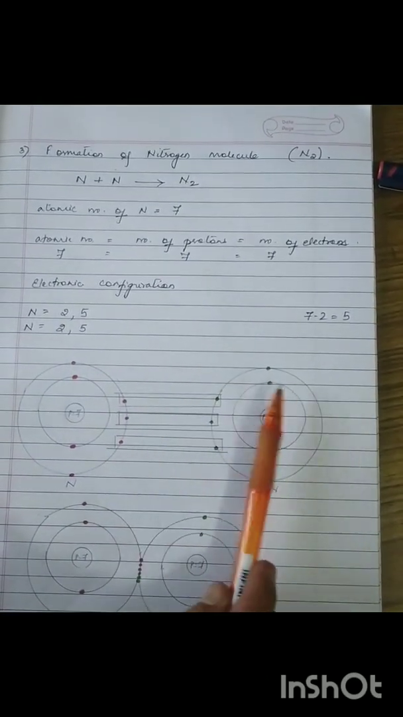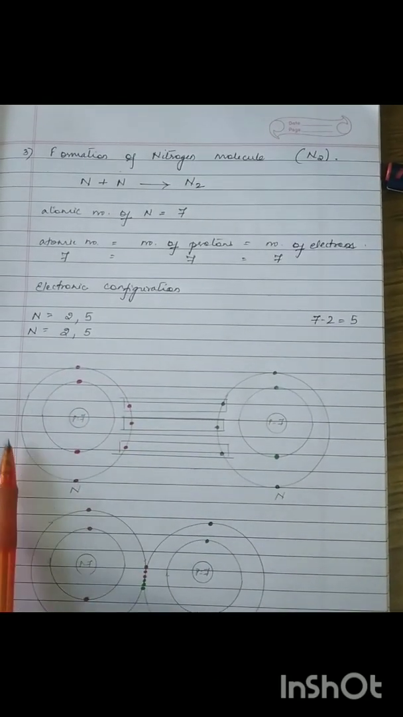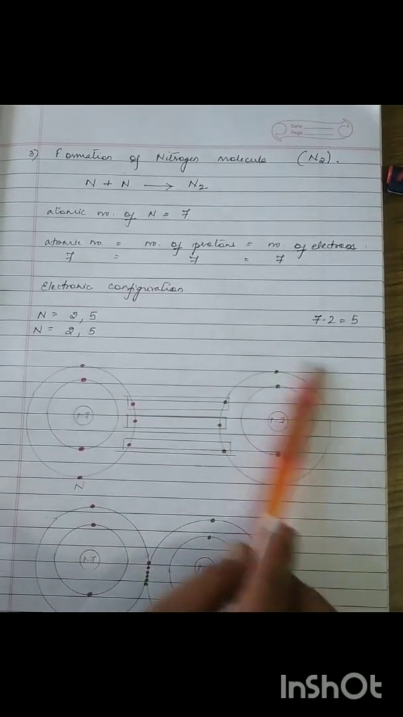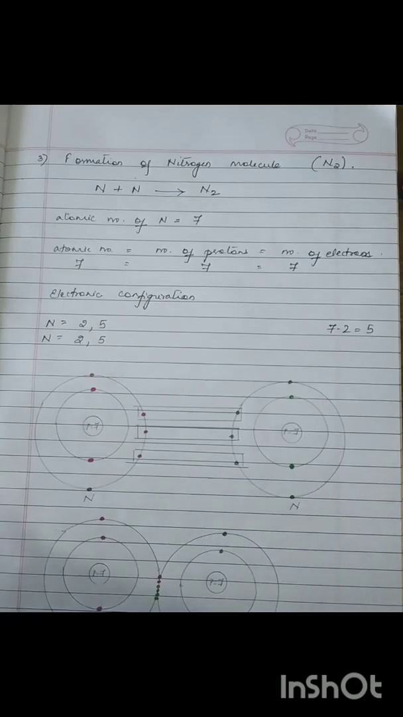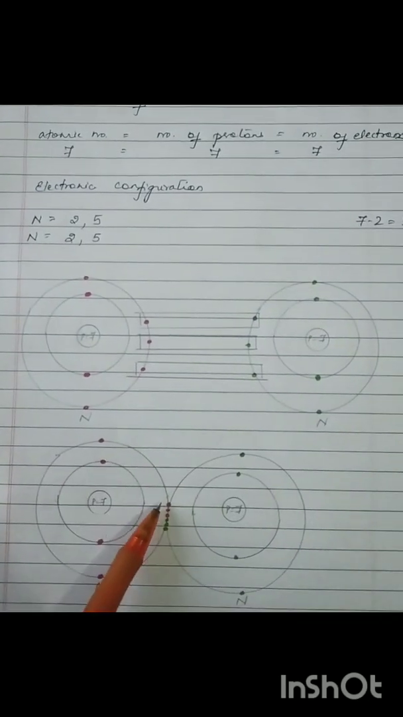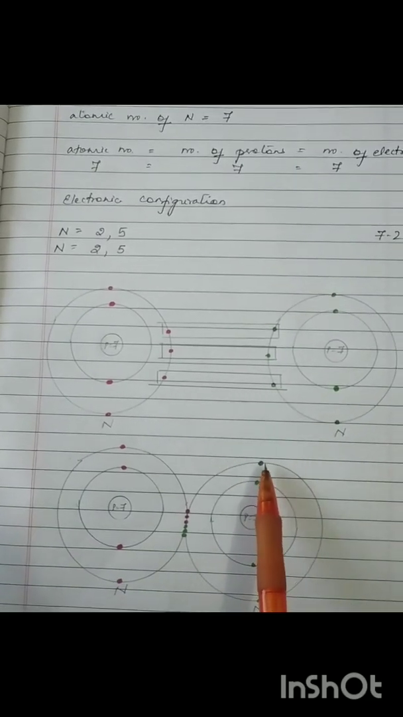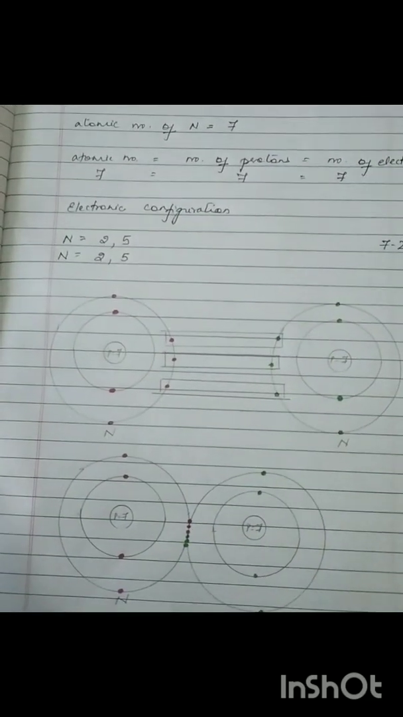Draw the electron dot diagram. Now this atom of nitrogen also requires 3 more electrons, and this atom of nitrogen also requires 3 more electrons to become 8. So they share 3 electrons each. So let's count 1, 2, 3, 4, 5, 6, 7, 8. This atom will have 8 electrons, and similarly this atom will also have 8 electrons. So 2 atoms of nitrogen, by sharing 3 electrons each, form a molecule of nitrogen. Since they are sharing 3 electrons each, this type of covalent bond is a triple bond. I hope everyone understood what was done today.